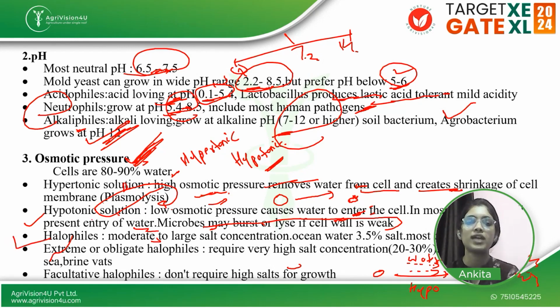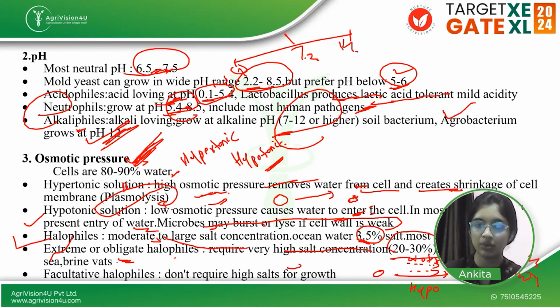Now the third thing, you have the halophiles. Halophiles means a moderate to large salt concentration is required. Basically 3.5% salt is required for most ocean bacteria. In the case of halophiles, it is moderate to large salt concentration, a concentration of 3.5% salt. Now, extreme or obligate halophiles require a very high salt concentration, up to 20 to 30%. These are bacteria in the Dead Sea and brine vats.